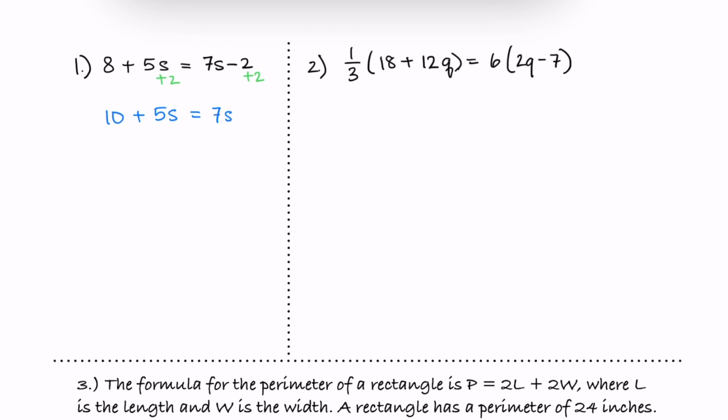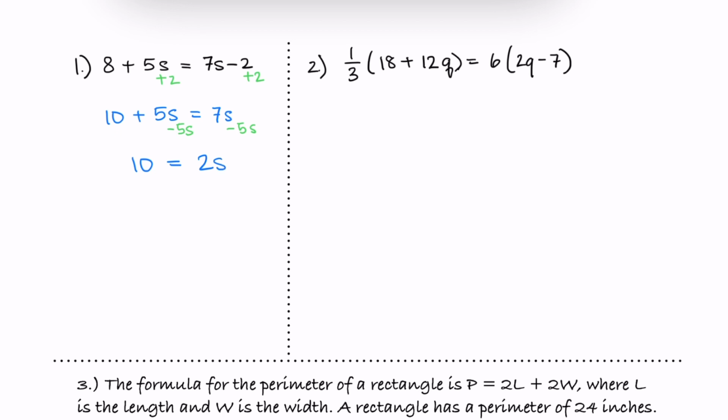And because we're trying to isolate s, that means we need to get s and its coefficient on one side of the equation and the constant on the other side of the equation. So that means we're going to have to move this 5s over. Because it's being added, I'm just going to subtract 5s from both sides of the equation. And from this, we get that 10 is equal to 7s minus 5s, which is 2s.